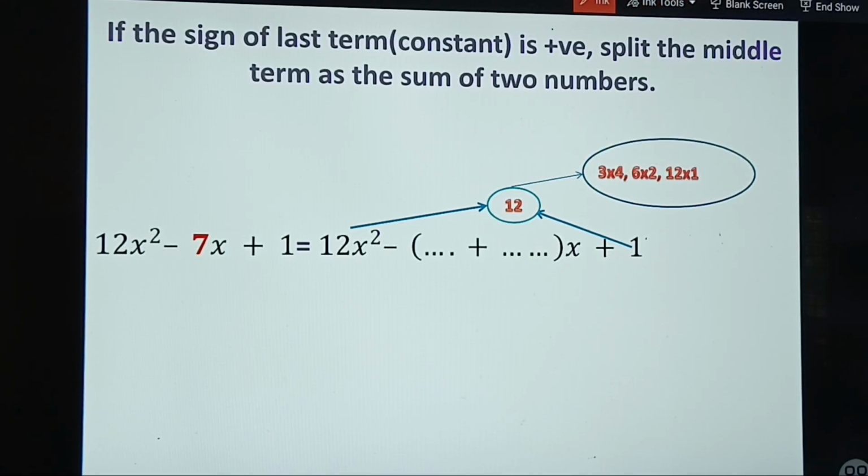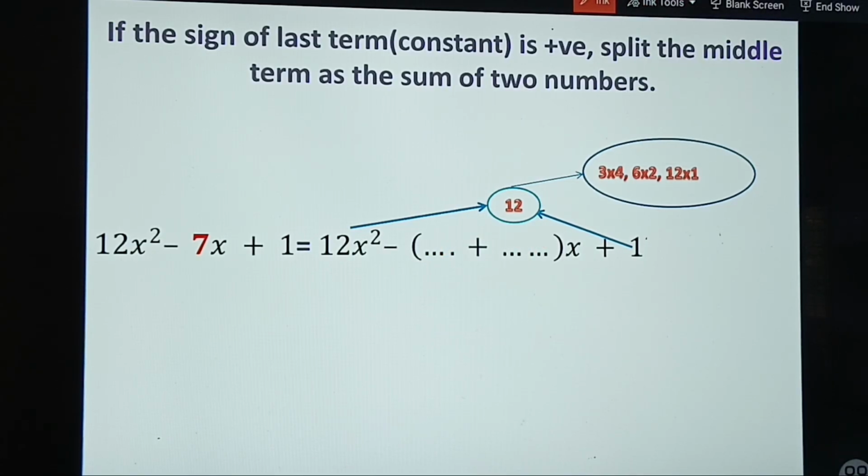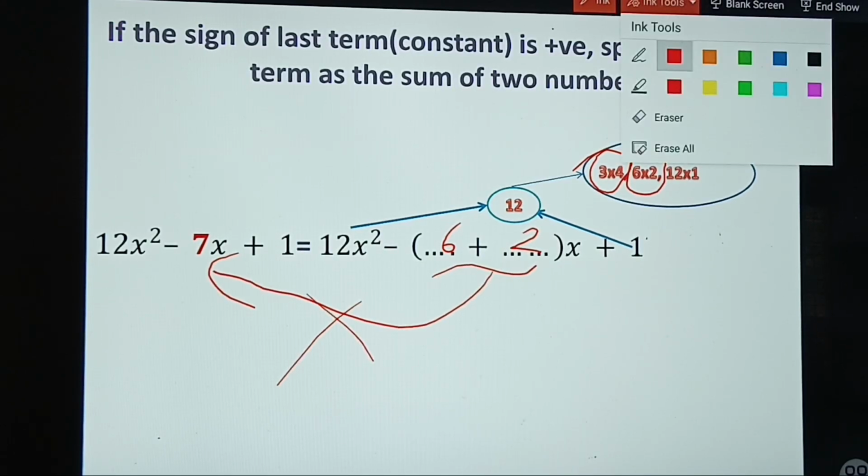So which pair can you write inside the bracket? Can you write 3 and 4? If you add 3 and 4, the sum is 7. So from these pairs you have to pick the one you want, this is 3 into 4. Can you take 6 and 2? 6 plus 2 is not giving 7, so this is wrong. Like that you have to pick the correct pair.